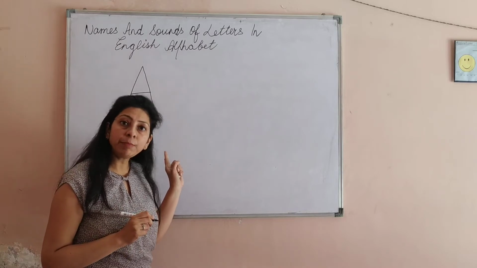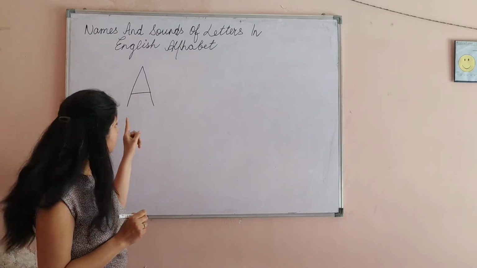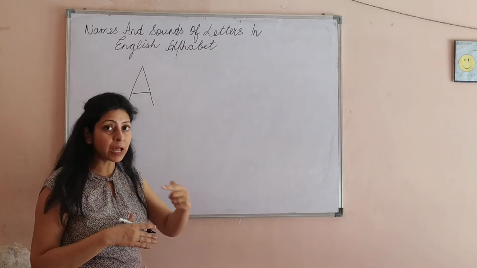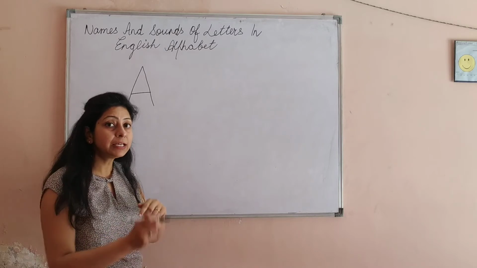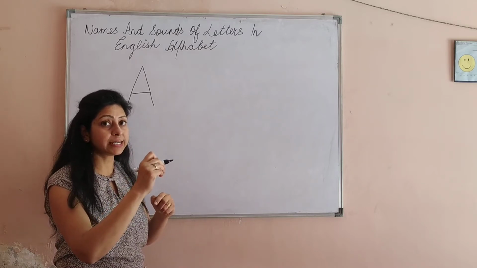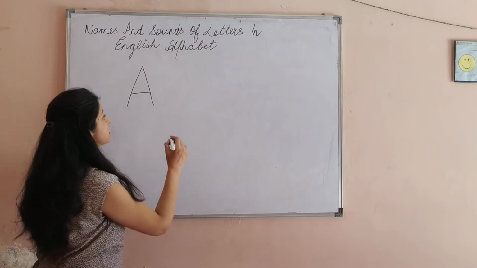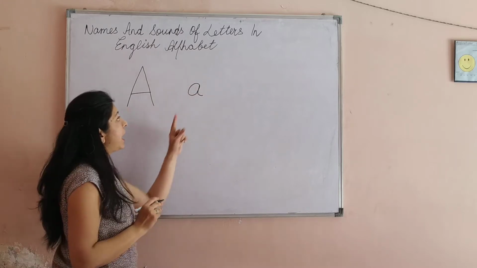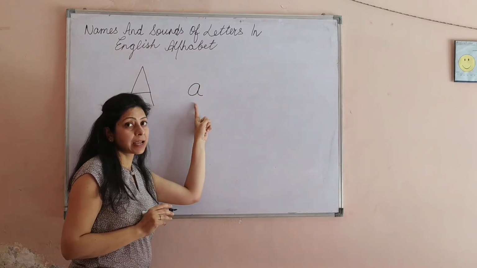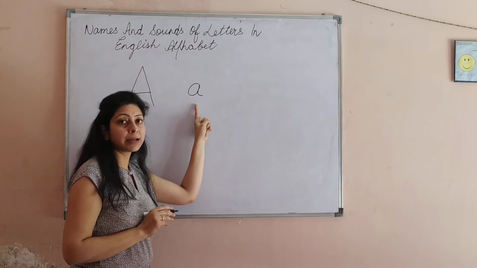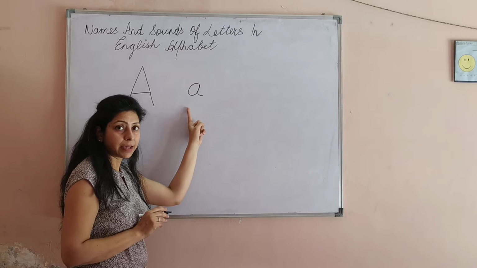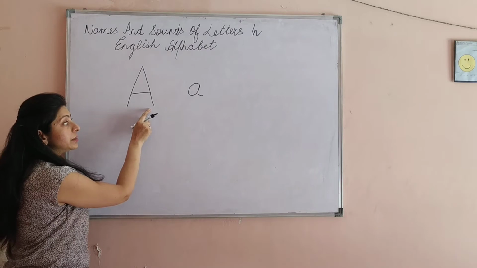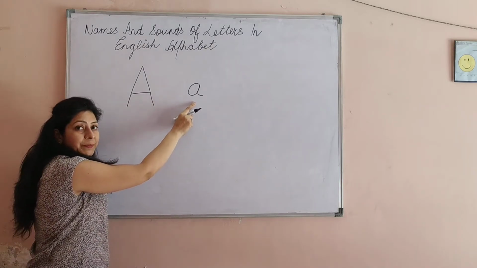A is the name of the letter. This uppercase A is the name of the letter, and for sound we will write A in small style of writing letter or in lowercase like this. And we will read it as A. This is name of the letter, sound of the letter.